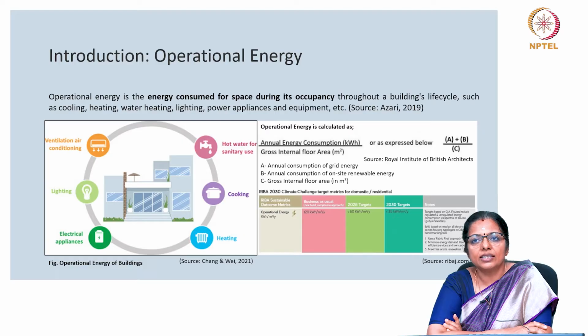REBA has set targets for reduction of operational energy by 50% by the year 2025 and by over 70% by the year 2030. These programs aim not only to lessen a building's carbon footprint but also to increase its worth and durability. Now, what are the ways in which the operational energy can be reduced? We will see in the forthcoming classes.